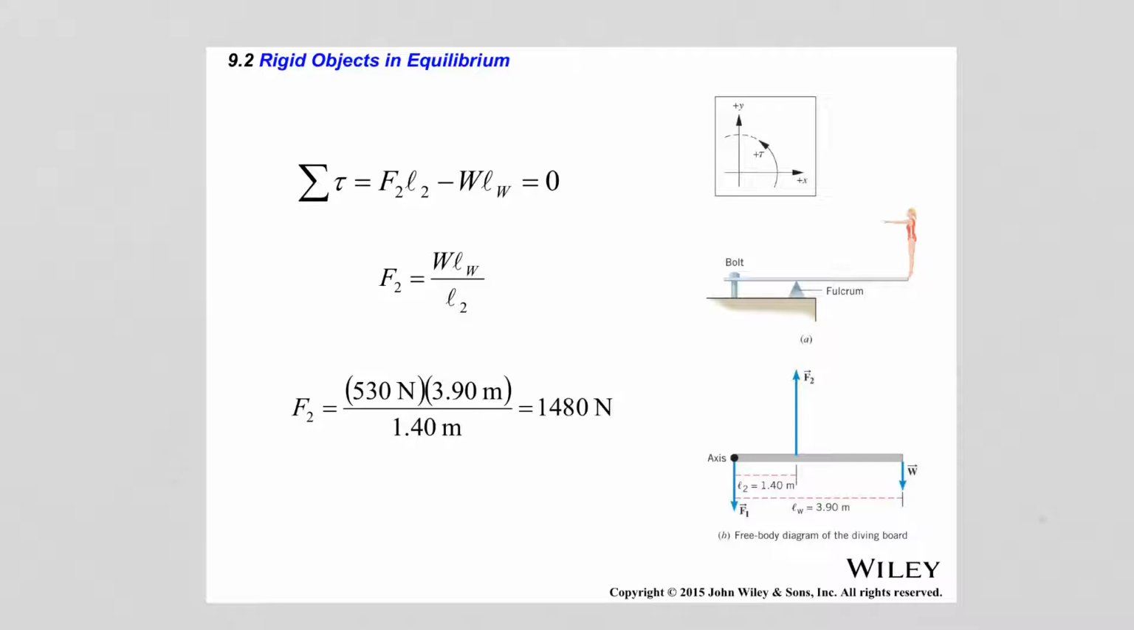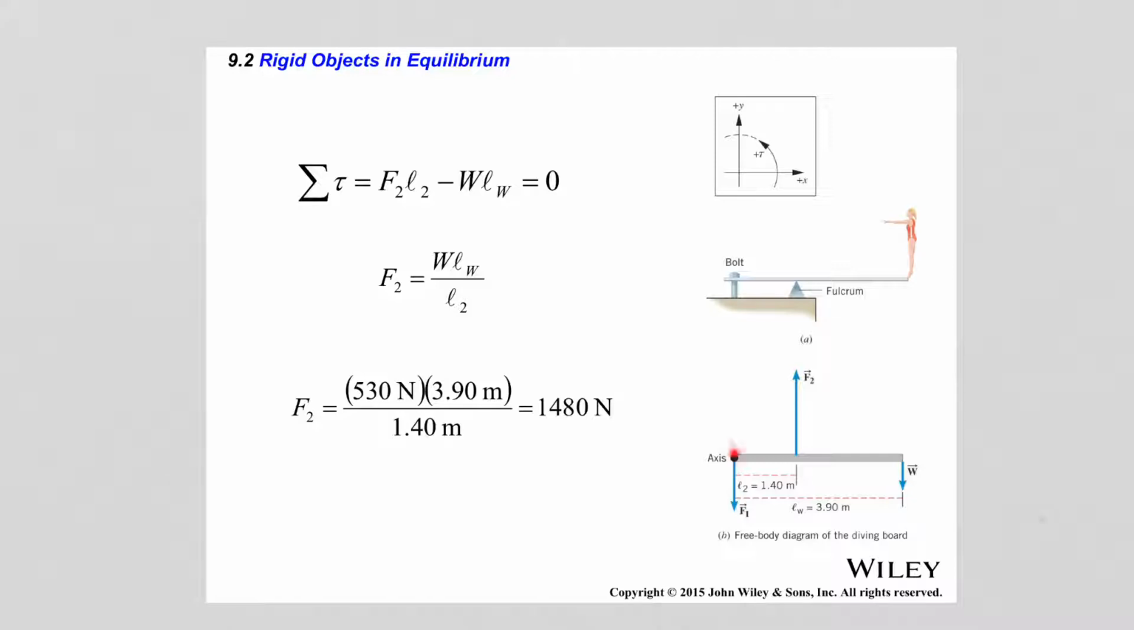Okay, so I'm going to choose my x and y axes as shown in this square, and I'm going to choose the axis of rotation to be at the bolt. So I'm going to measure all lever arm lengths from this axis of rotation. We know that the fulcrum is 1.4 meters from the bolt, so the lever arm for F2 is 1.4 meters. And we also know that the length of the board is 3.9 meters, so this is the lever arm for the weight of the woman.